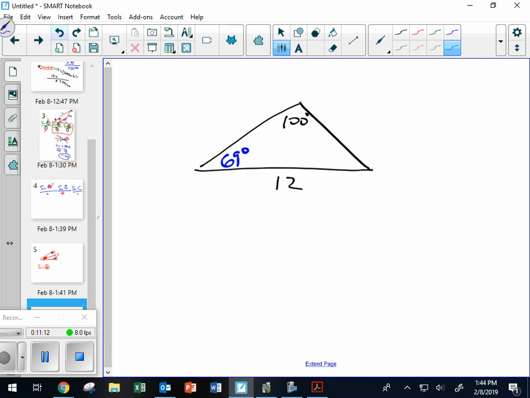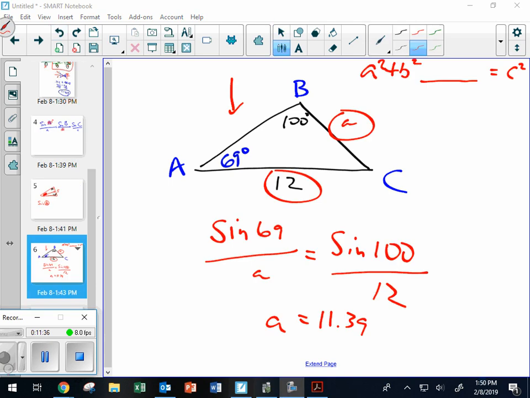Now, one thing that will be handy is if we all had the same letters and the same sides, so that when I say angle A, you would think the same thing as me. So let's call this A, let's call this B, and let's call this C. Solve for the other sides and angles. I'm going to pause.